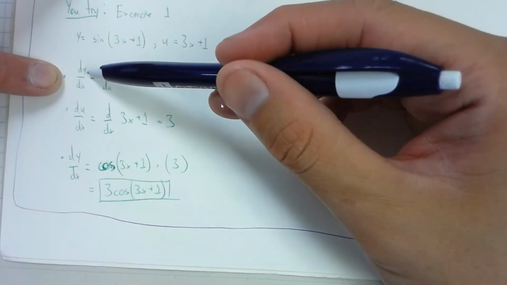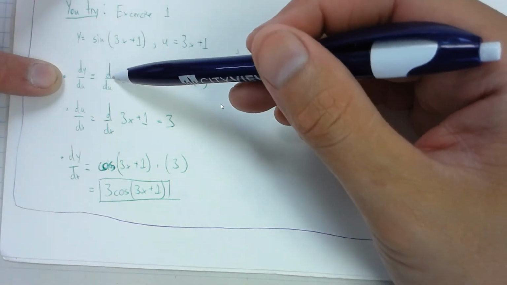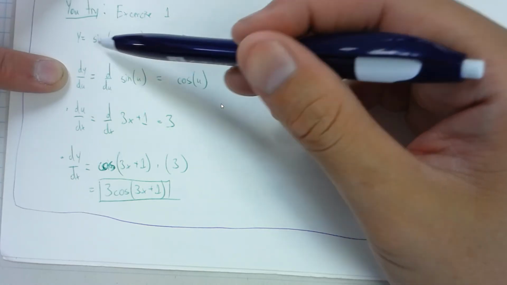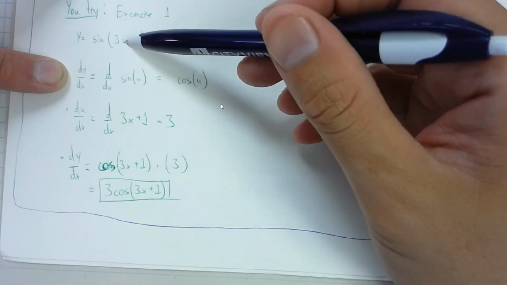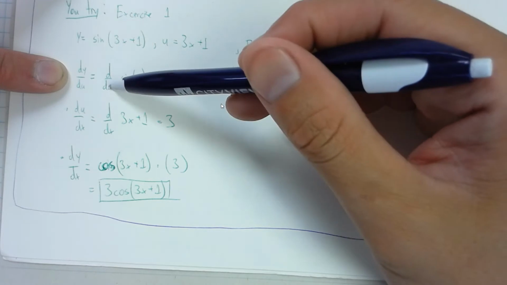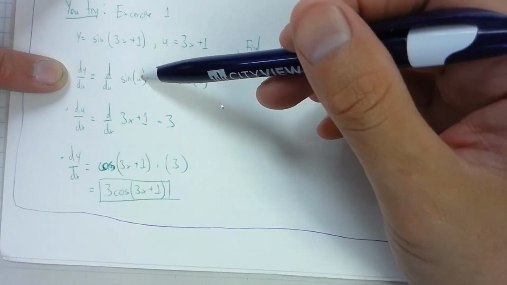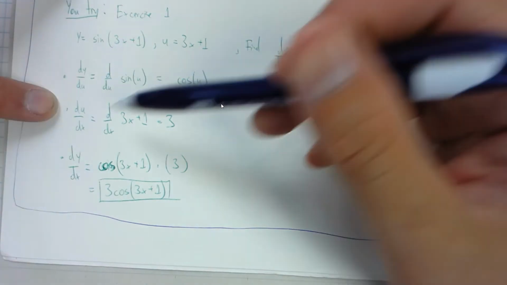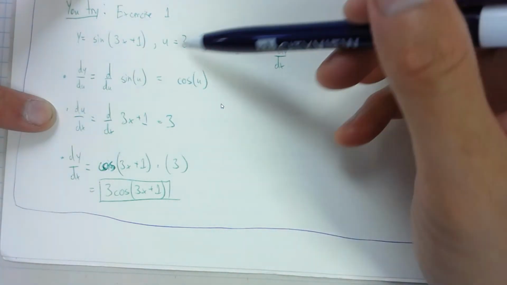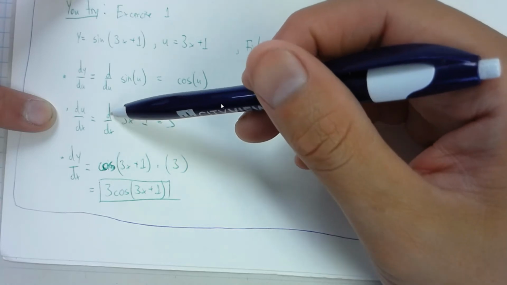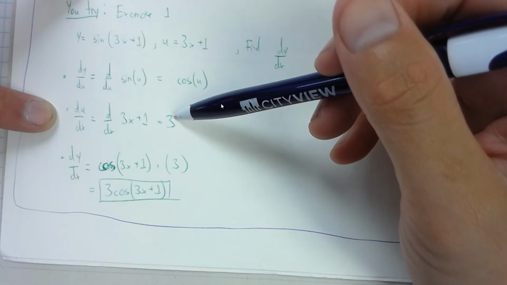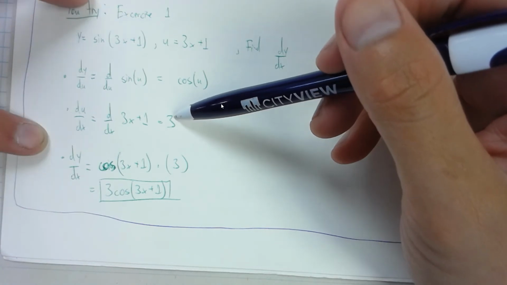So dy is equal to the derivative of y, which is sine of u with respect to u, where u is 3x plus 1. Take the derivative of this with respect to u. If you take the derivative of sine of u, or sine of whatever's in there, it's going to be cosine of u. For du dx, if I took just the derivative of u with respect to x, the derivative with respect to x of 3x plus 1, that'd just be 3.